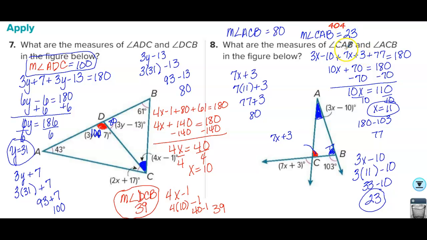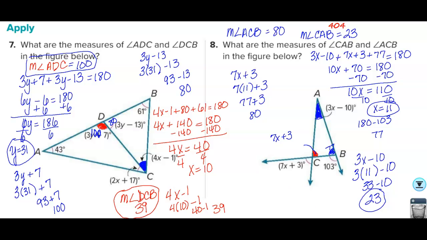So the measure of angle CAB is 23. I took this formula right here, 3x minus 10. I substituted 11 for x because we've solved for x and we know it's 11. All right, we did 3 times 11 is 33. 33 minus 10 is 23. And that's how I solved that one.